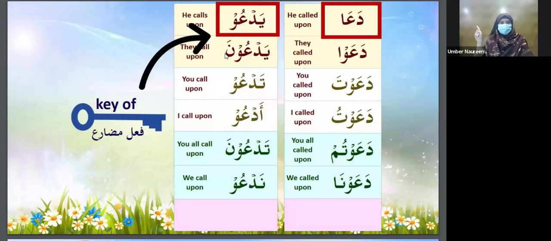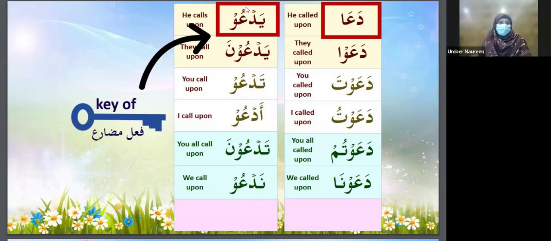Assalamu alaikum. Walaikum assalam. Yad'u, he calls upon. Yad'una, they call upon. Tad'u, you call upon. Ad'u, I call upon. Tad'una, you all call upon. Nad'u, we call upon. Sister Aisha. Yad'u, he calls upon. Yad'una, they call upon. Tad'u, you call upon. Ad'u, I call upon. Tad'una, you all call upon. Nad'u, we call upon. Tad'u, she calls upon. She has also told us about the feminine gender, like hiya tad'u, she calls upon.